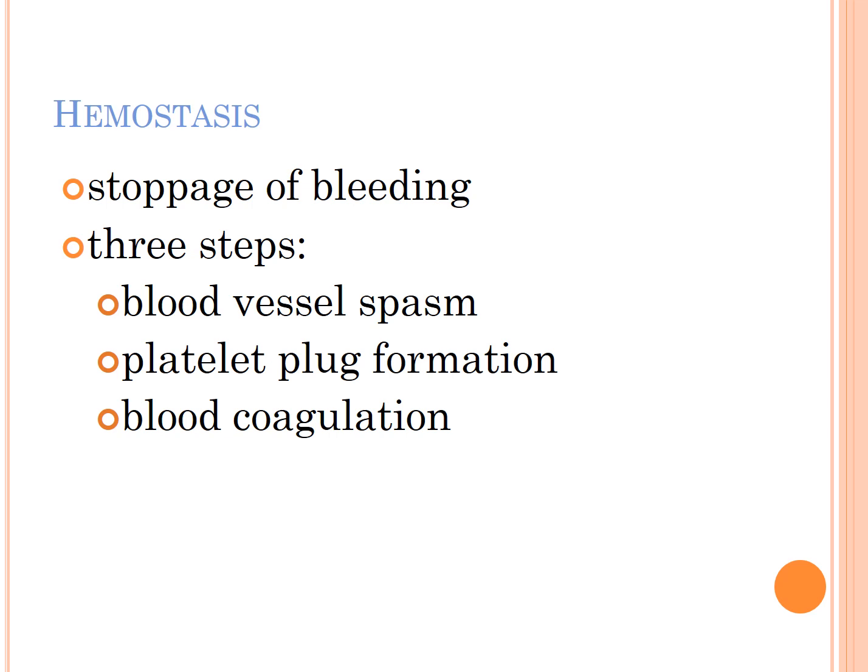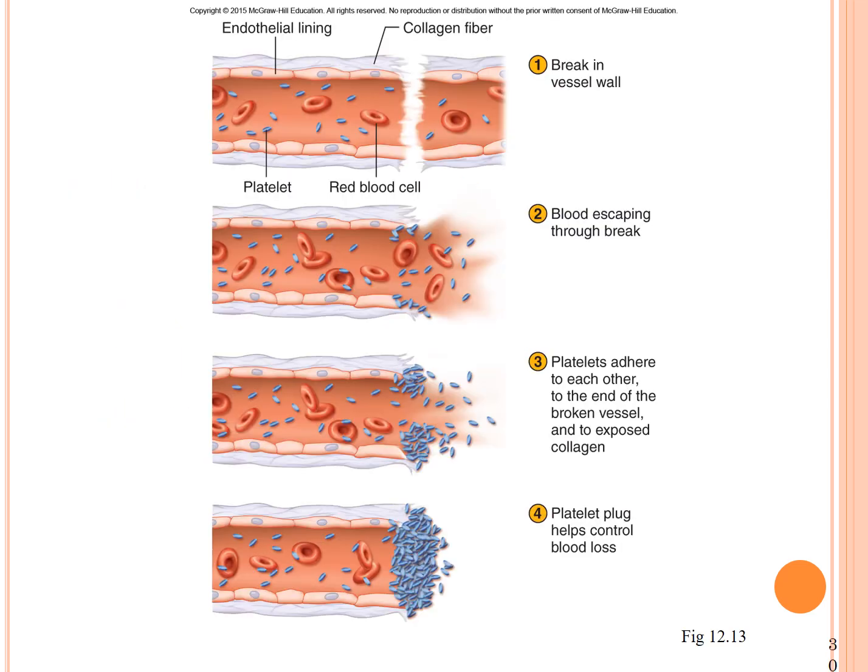Hemostasis means a stoppage of bleeding, and this occurs in 3 steps. First, the blood vessel spasms, then platelets form a plug, and finally blood coagulation occurs. Here we see a vascular injury. The first response is for the vessel to constrict and for surrounding tissues to push inward. This will help slow down blood loss.